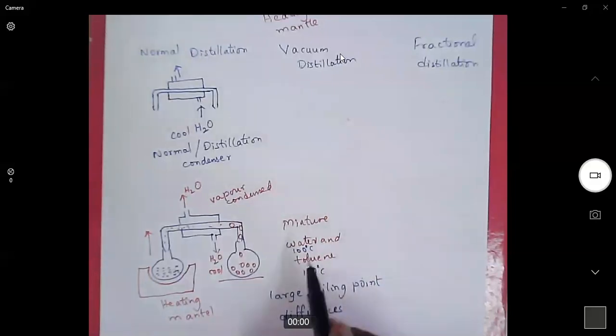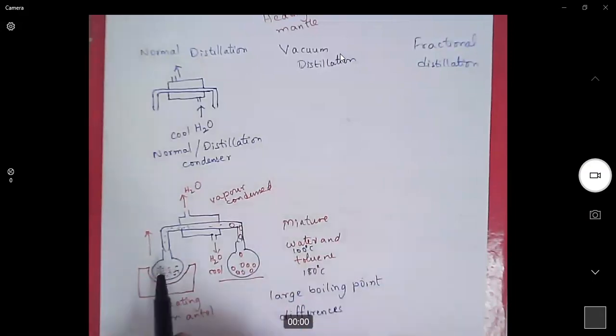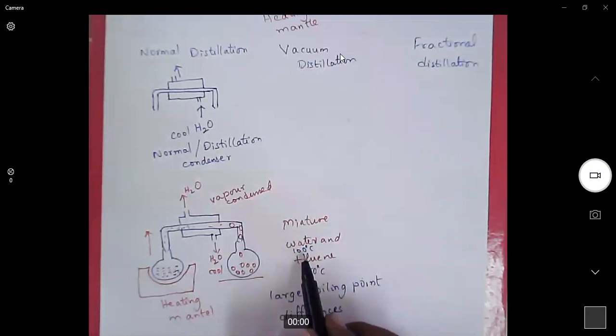If you want to try to separate water and ethanol, ethanol has 80 degrees centigrade as its boiling point, and water has 100 degrees centigrade. Their boiling point difference is very, very low. So when we try to distill that, what happens? Ethanol will come in the beginning, but after some time, water will also come as a mixture.